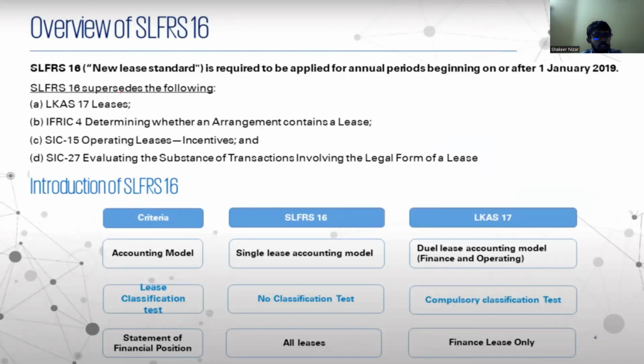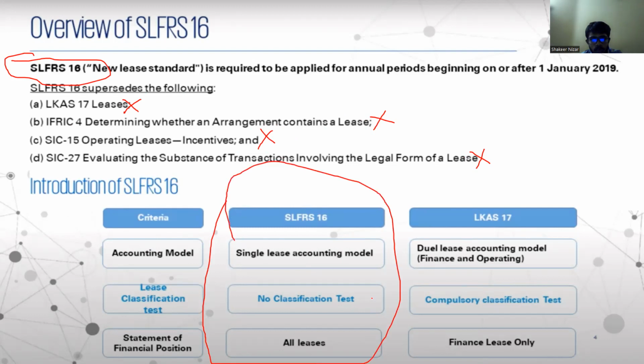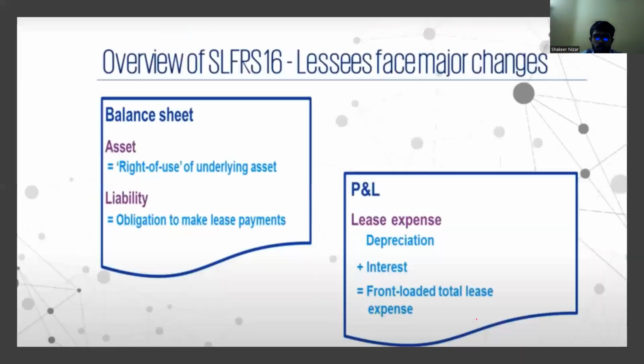SLFRS 16 supersedes the following. These are abolished; these are no longer valid after SLFRS 16 becomes effective. So the introduction criteria: here you can see SLFRS 16 has a single accounting model. Previously there was a classification: finance lease, operating lease, sale and leaseback, like that. Those are now not applicable. So you can go forward.